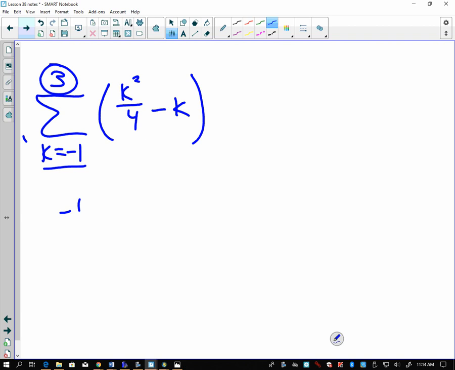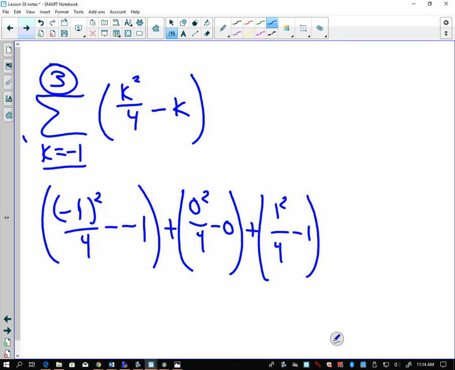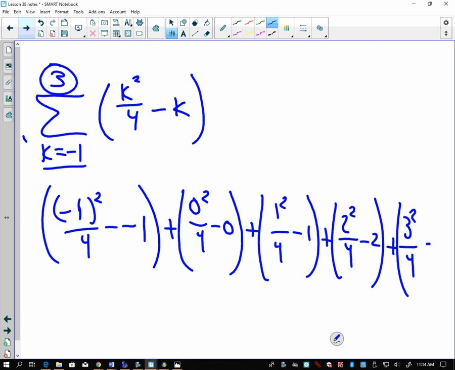All right, so we have negative 1 squared over 4 minus negative 1. That's the first set here. Plus, then we would go up to 0: 0 squared divided by 4 minus 0. Plus 1 squared over 4 minus 1. Plus 2 squared divided by 4 minus 2. Plus 3 squared divided by 4 minus 3. Then I would get all of that and combine it together. Okay?